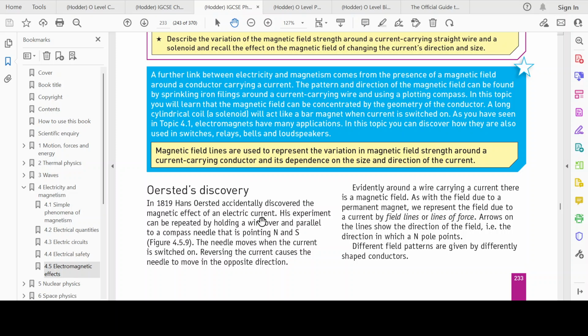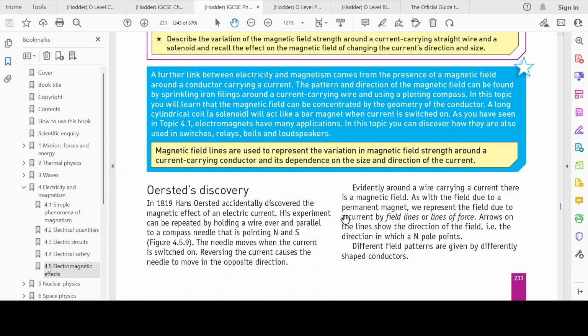So what you can do is hold a wire over and parallel to a compass needle that is pointing north to south. The needle moves when the current is switched on. Reversing the current causes the needle to move in the opposite direction. So depending on the direction of the current, the magnetic effect changes, and that is shown by the deflection of the compass needle. Evidently, around a wire carrying a current, there is a magnetic field.